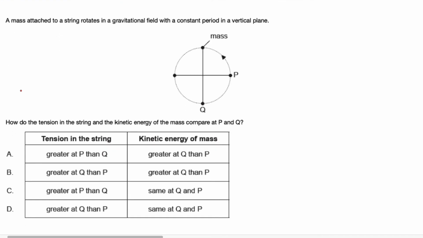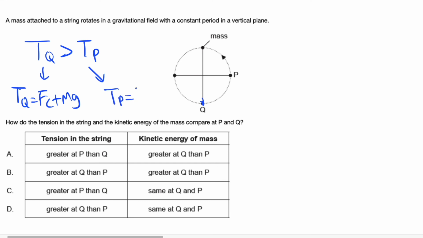A mass is attached to a string and rotates in a gravitational field with a constant period in a vertical plane. How do the tension in the string and kinetic energy of the mass compare at P and Q? So we talked about this before. Tension at the bottom is always greatest. So tension at Q is greater than tension at P, because the tension here is equal to centripetal force plus gravitational force, right? And here, your tension is just equal to your centripetal force. So A is wrong, C is wrong.